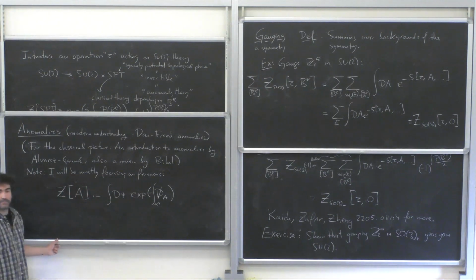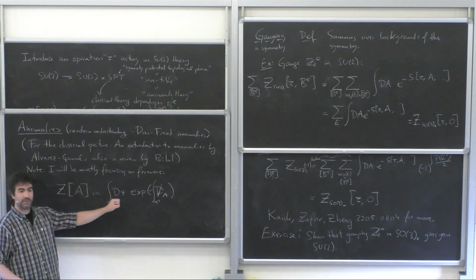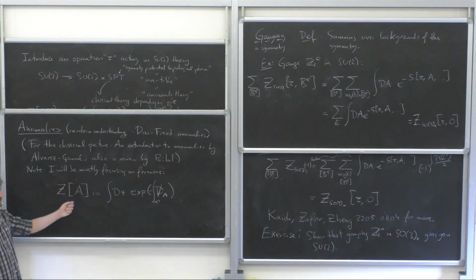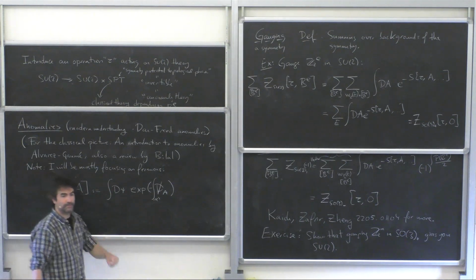All right, so you have an action like this, and I'm going to do the path integral in two stages. First, the fermions. That gives me an object that depends on the A's, and then, if I can, I will try to do the integral over the A's. So an anomaly, from this classical understanding, is an obstruction to doing the integrals over the A's. You can always do the integral over the fermions.